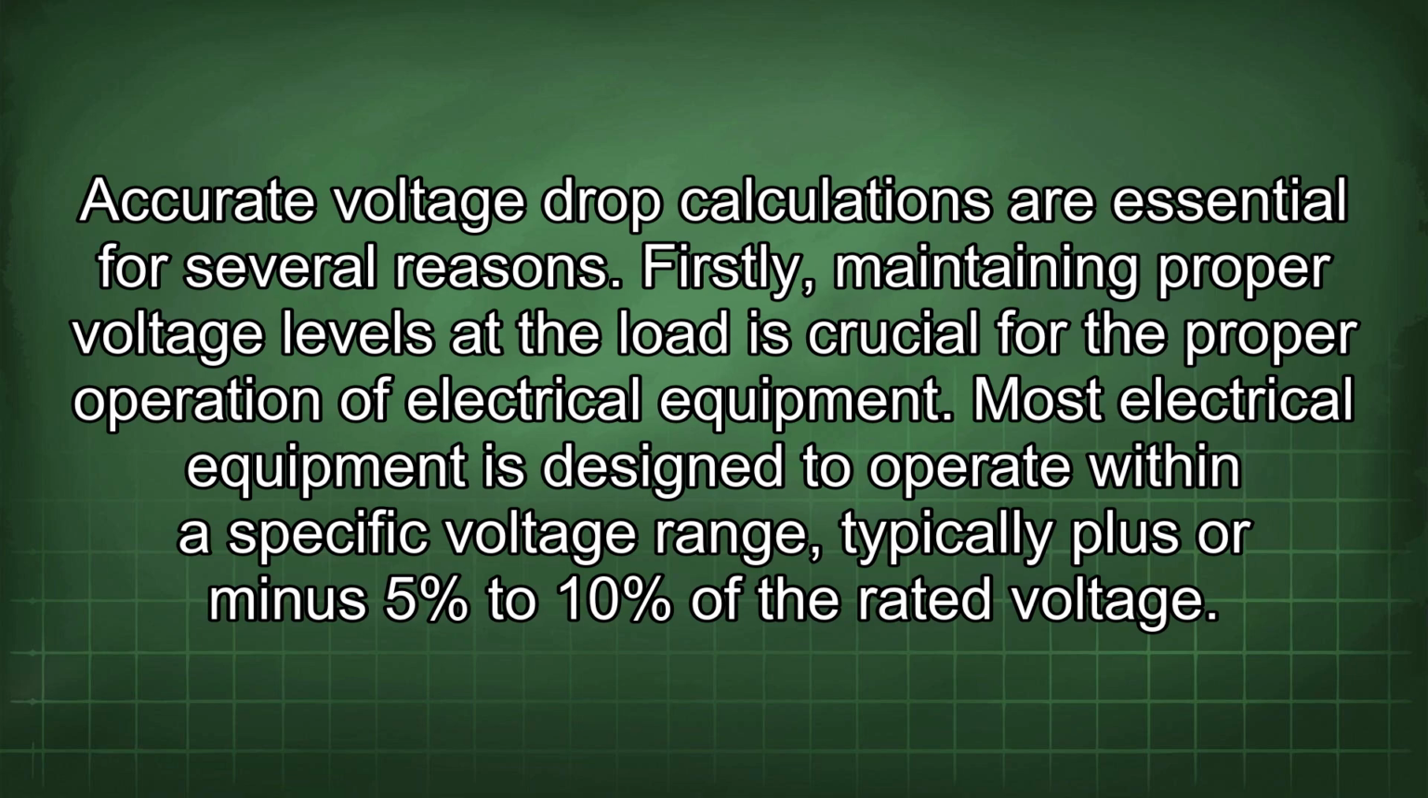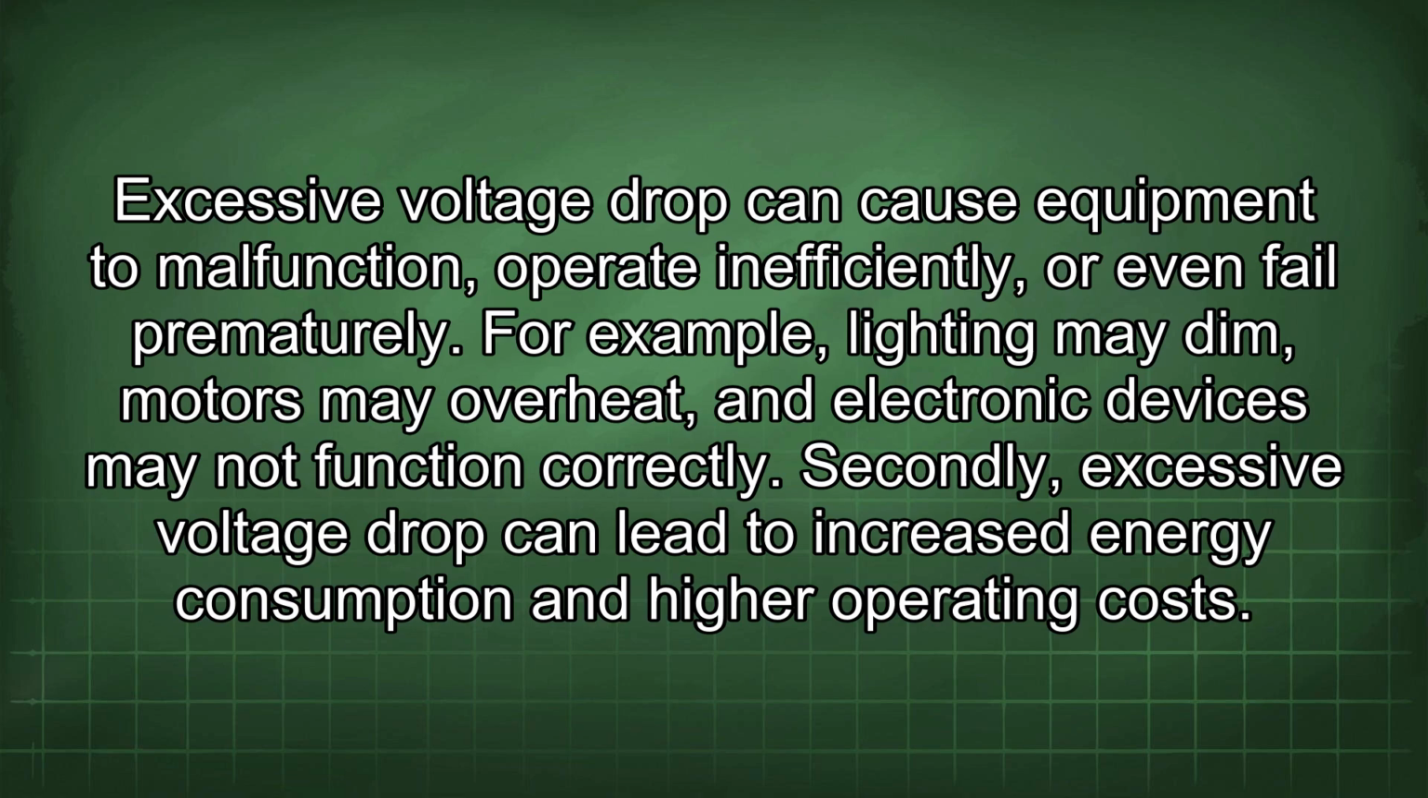Firstly, maintaining proper voltage levels at the load is crucial for the proper operation of electrical equipment. Most electrical equipment is designed to operate within a specific voltage range, typically plus or minus 5% to 10% of the rated voltage. Excessive voltage drop can cause equipment to malfunction, operate inefficiently, or even fail prematurely. For example, lighting may dim, motors may overheat, and electronic devices may not function correctly.